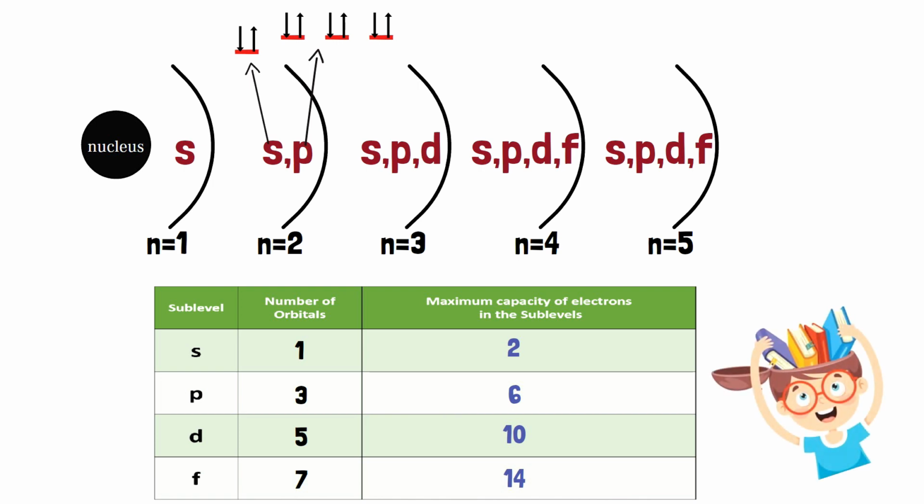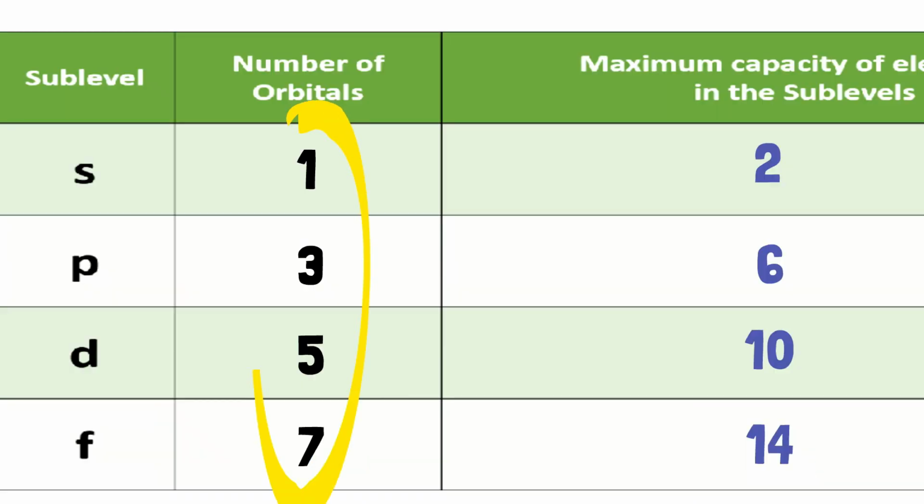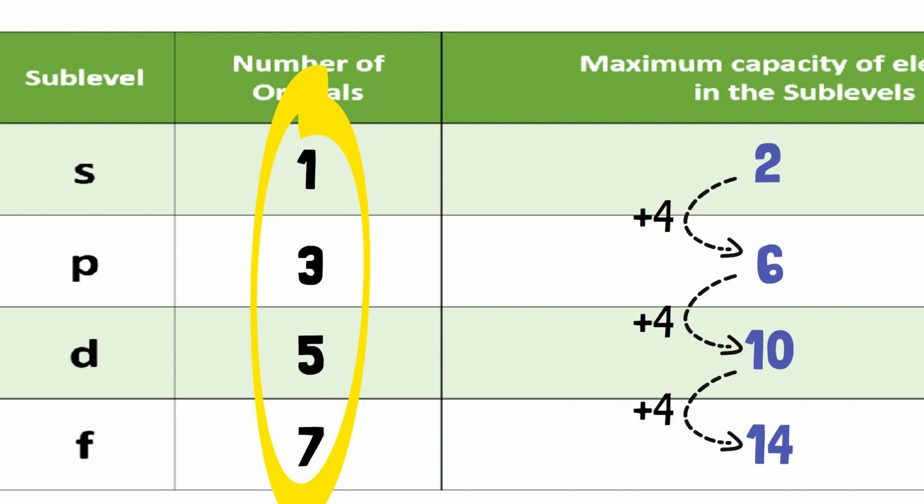To memorize that easily, we observe that the number of orbitals takes odd numbers, and we can multiply them by 2 to determine the maximum capacity of electrons. Or, as we can see, the number of electrons increases by 4 each time.